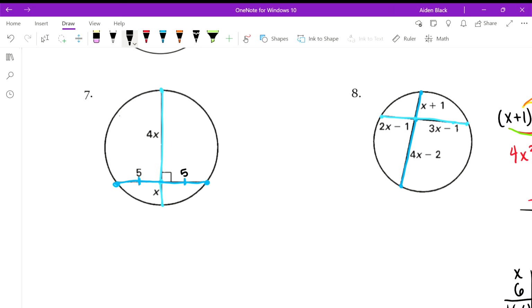So again, the chord power theorem tells us that one segment of a chord times the other segment of that same chord, so 4x times x, is equal to 5 times 5, one segment of the other chord times the other segment of that given chord. So we evaluate: 4x times x is 4x squared equals 25.